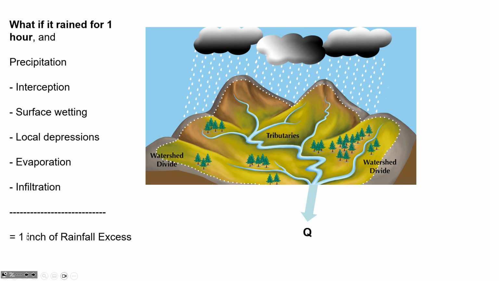So what if all of those things were satisfied and then there's 1 inch of rainfall excess? Depending on the watershed, it may just be 1.1 inches of rainfall. It could be 2 inches of rainfall. It would vary from watershed to watershed. But what we know is that all of those abstractions are overcome, and there's 1 inch of rainfall excess. And so you can see this watershed has these tributaries that are all contributing to flow at a single point. And Q is the runoff. So this was 1 hour of precipitation and 1 inch of rainfall excess. We know the depth of rainfall excess, and we know the duration that that depth occurred during.